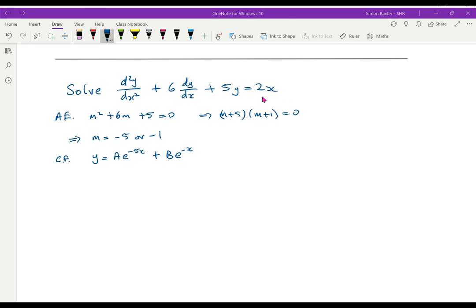Now we have to look at what happens on the other side. Here we have a polynomial of degree 1. So for the particular integral, we are going to try a polynomial of degree 1. And so in this case, we're going to try y equals lambda x plus mu. Not just lambda x, it must be the most general polynomial of degree 1 that we can. In this case, dy by dx is equal to lambda, and d2y by dx squared is equal to 0.